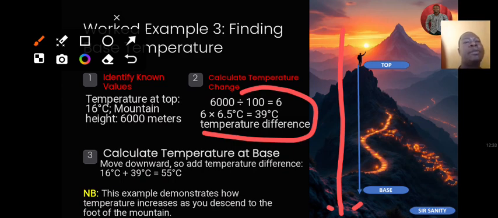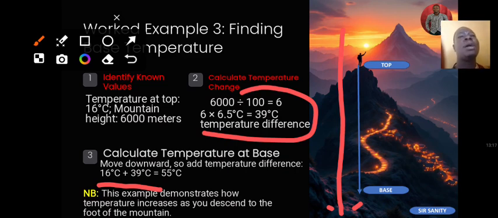Now calculate the temperature at the base. Move downward. So what you have to do is add the temperature difference to the one given to you at the top, because as you are coming down, temperature is going to increase. But in case you were looking for the one at the top rather, then you subtract. So here we are going to add the 39 degrees Celsius to the one given to us at the top, which is 16 degrees Celsius. So now we have 16 degrees Celsius plus 39 degrees Celsius, giving us 55 degrees Celsius. Take note of this. This example demonstrates how temperature increases as you descend to the foot of the mountain.